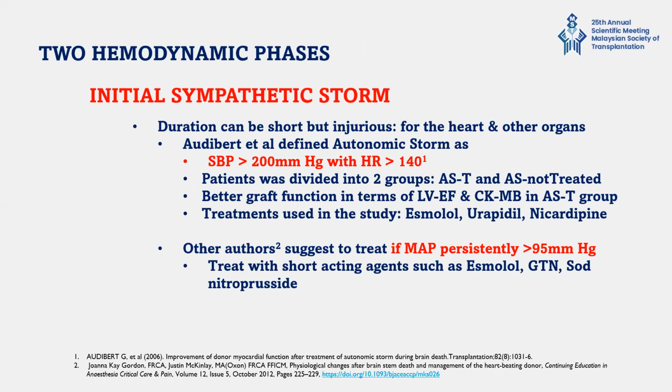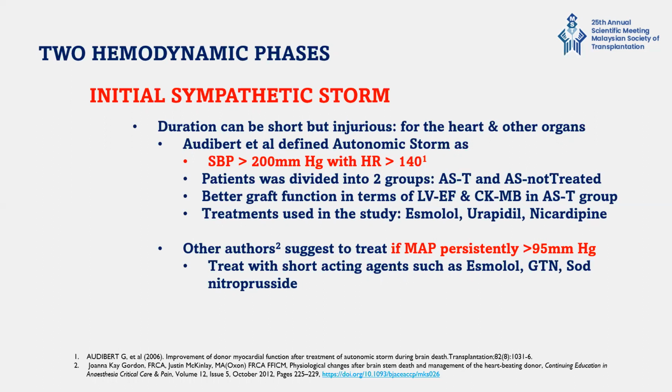Audibert et al. define autonomic storm as systolic blood pressure more than 200 with heart rate more than 140. So this is the only definition that is available based on the current literature that we have now. Other literature does not define this very accurately like this. So I think we should follow this definition.